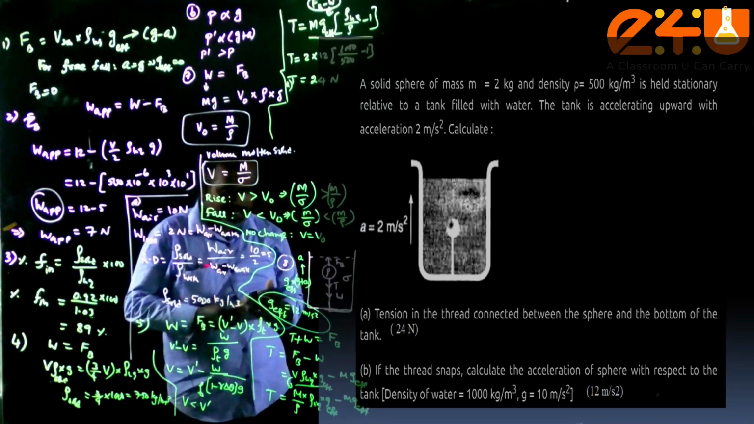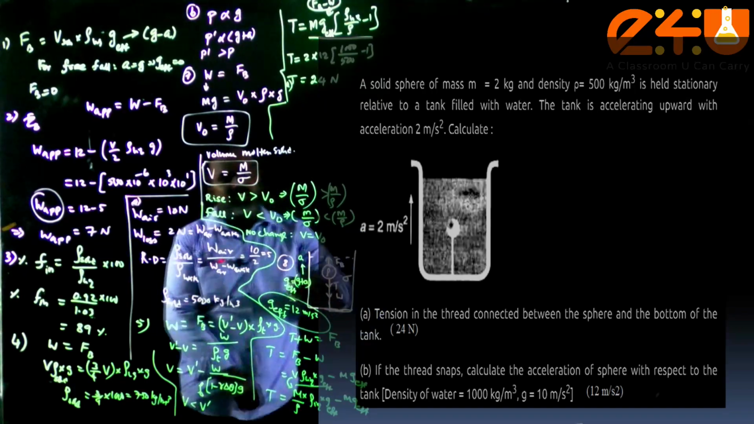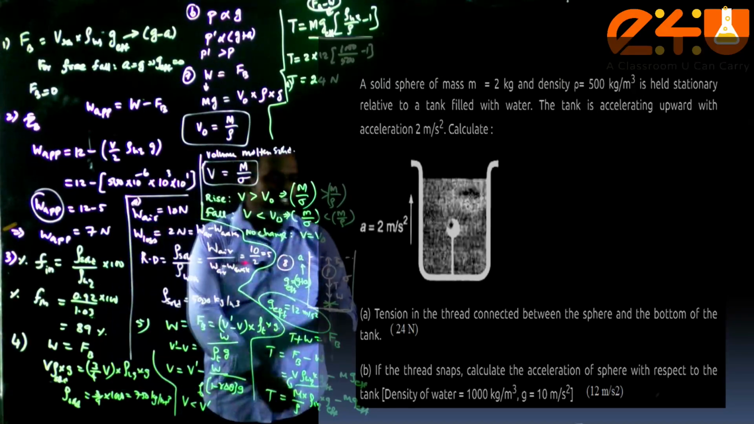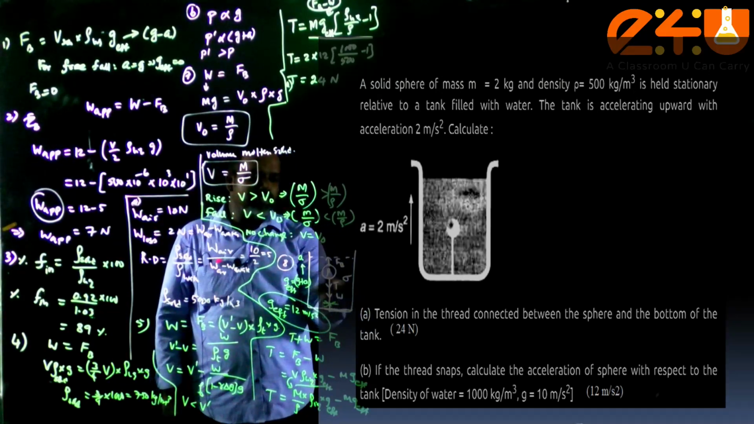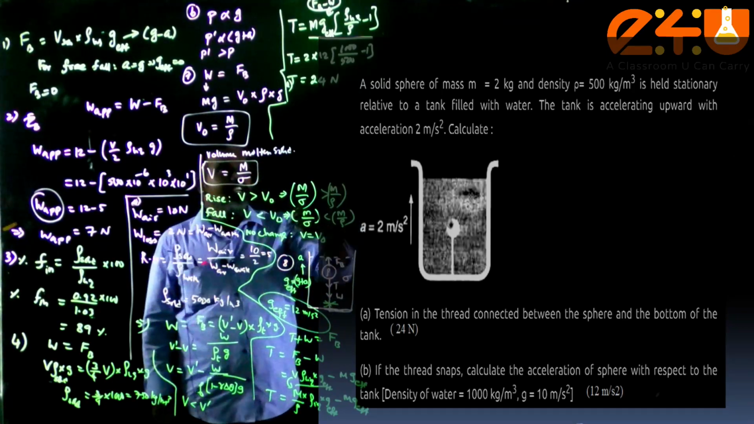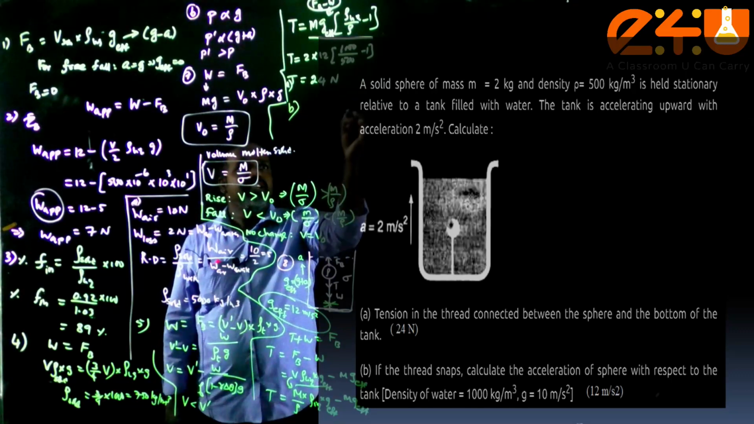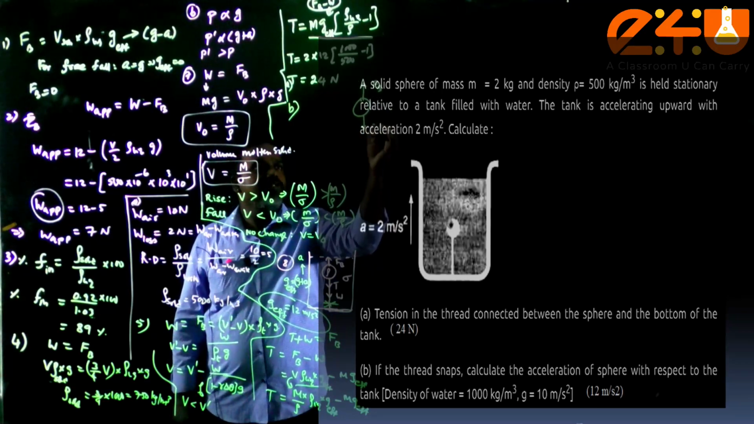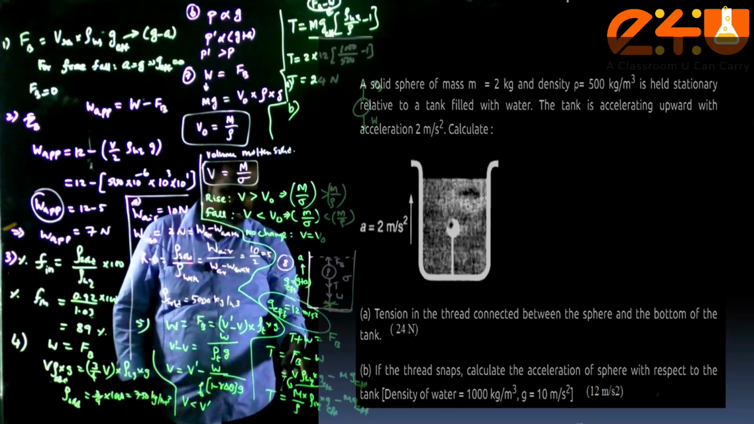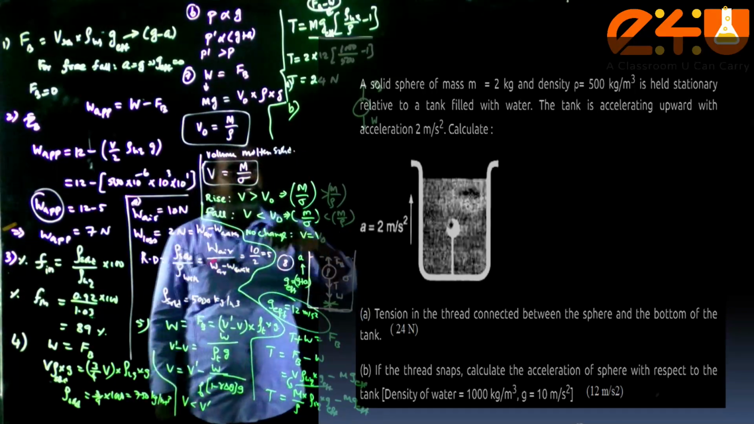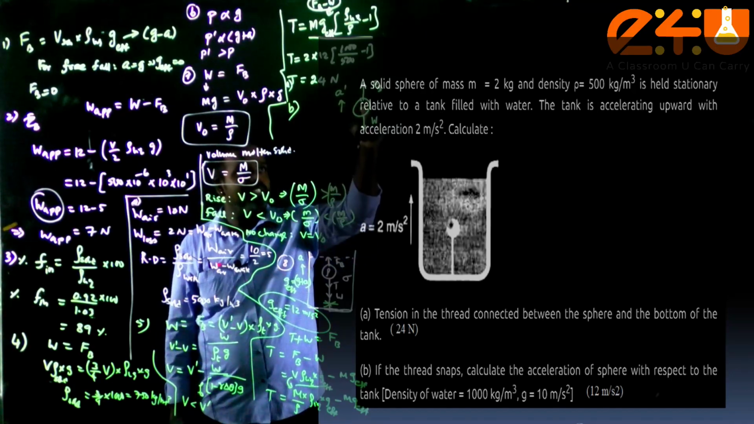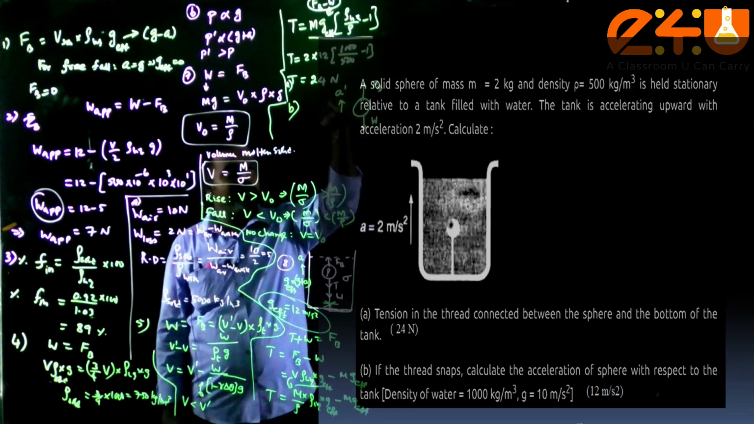Now for the second case, suppose the thread snaps. When you cut the thread, since the density of the solid is less than the density of the liquid, because this is 500 and for water it is 1000, the sphere will move in the upward direction. So for the second case, the net motion of the sphere is upward. The upward force is F_B and the downward force is W, because there is no tension since the thread is cut. The net acceleration is A dash, the acceleration of the sphere with respect to the beaker.